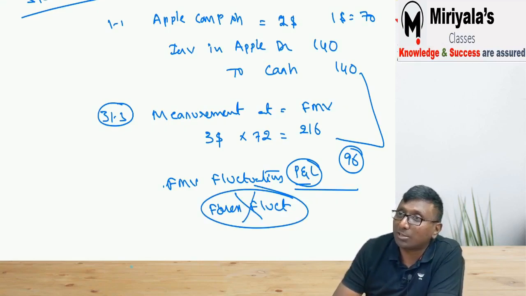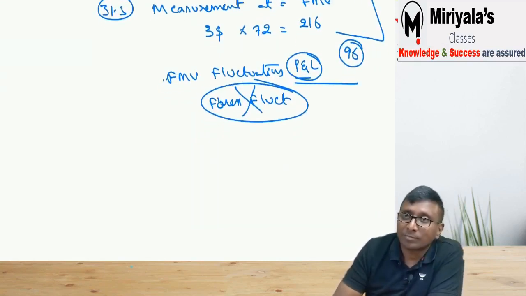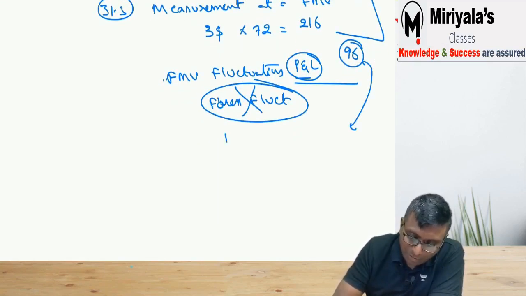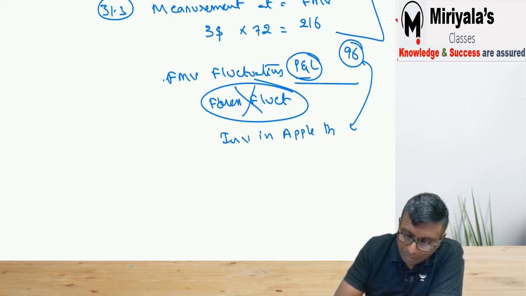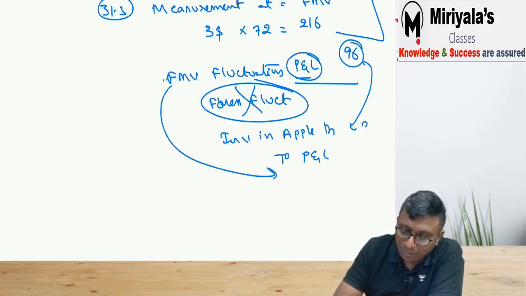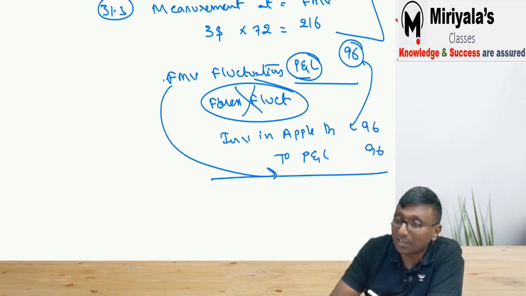Next question. Now, correct? What entry will be recorded? Investment in Apple debit, to P&L as a fair value fluctuation. The number will come, 96, 96. Is it clear? Any question?